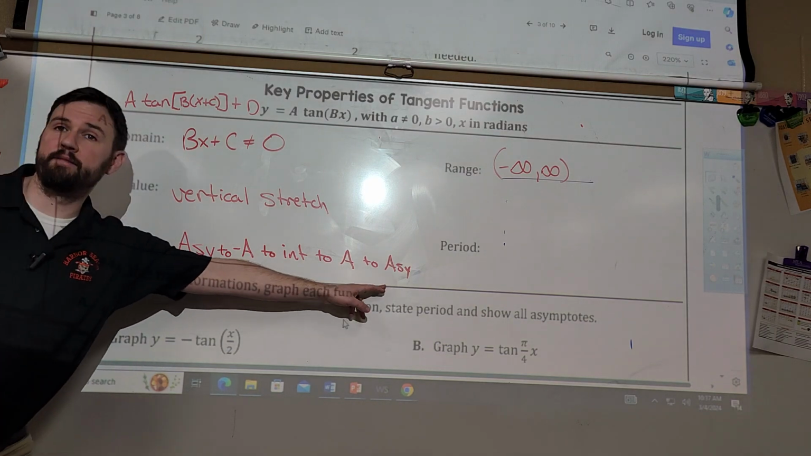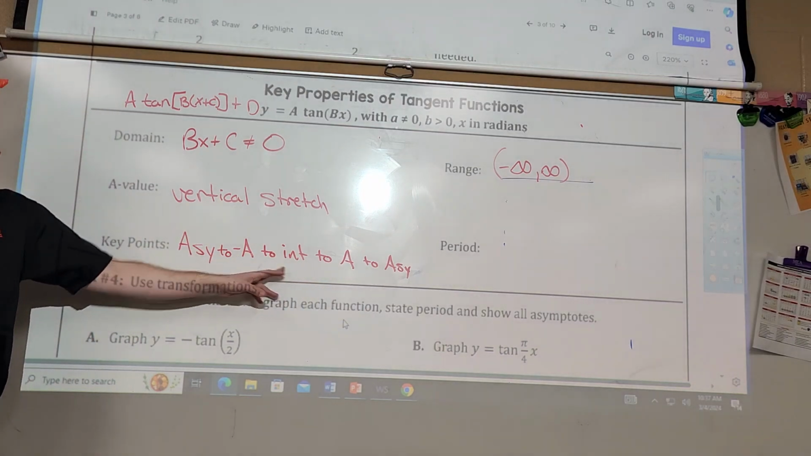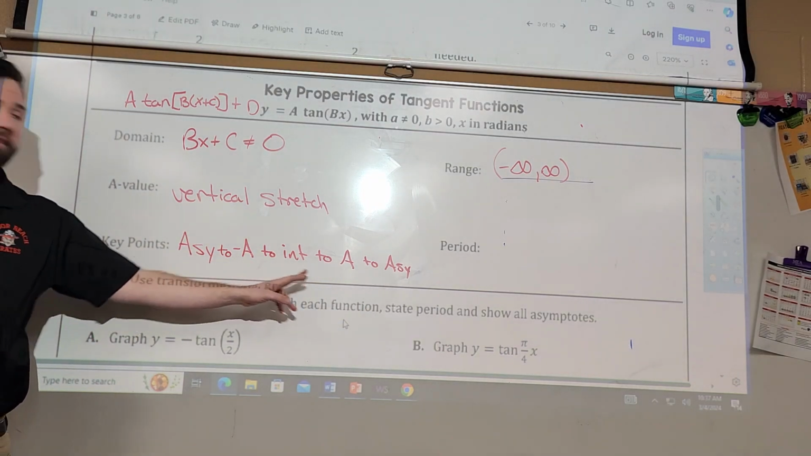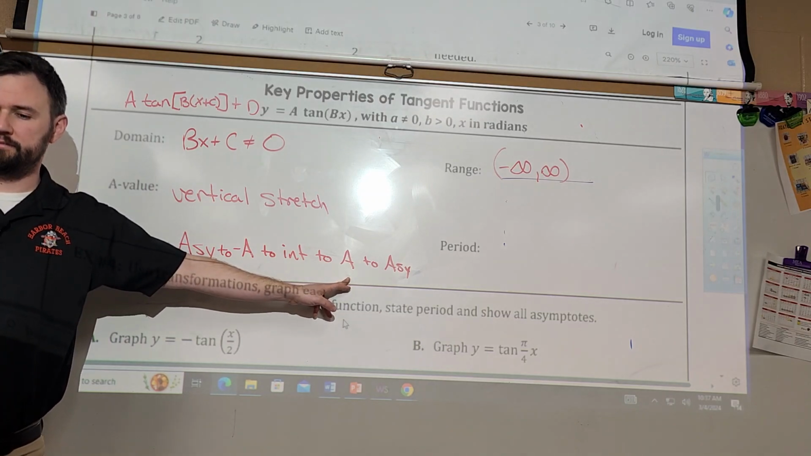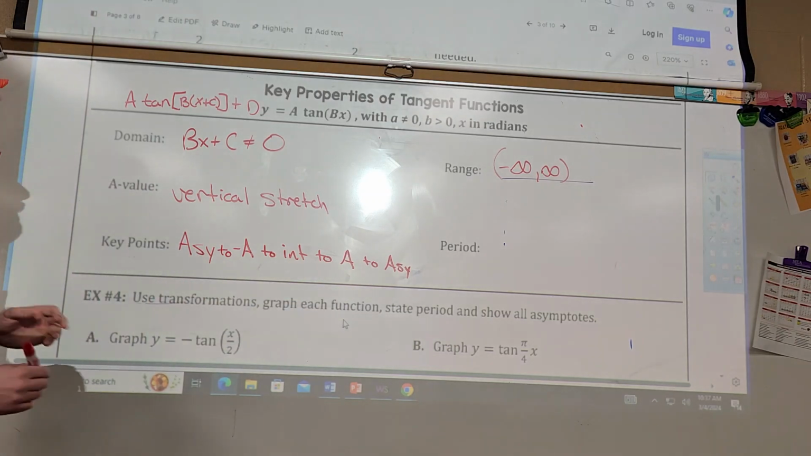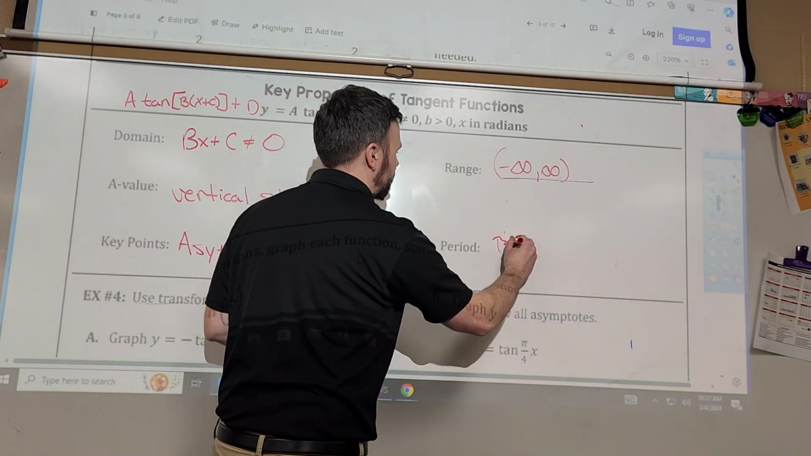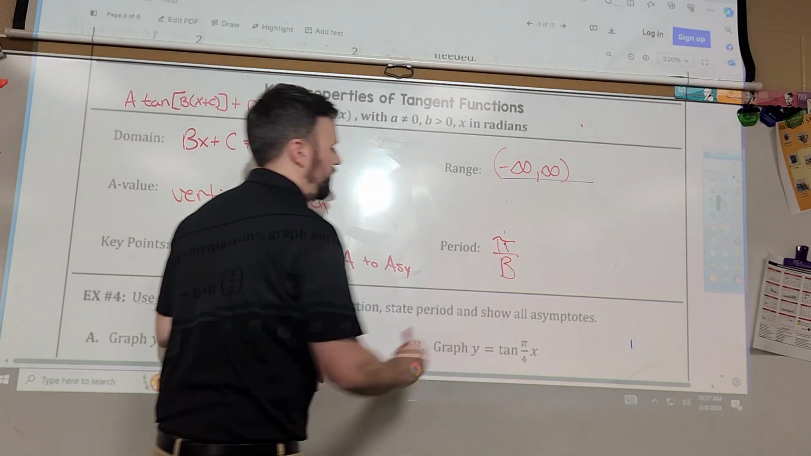Find my period for my asymptotes. 0 is going to be 0. And then whatever the number is in front. What's my period now with that equation? It's pi over b.